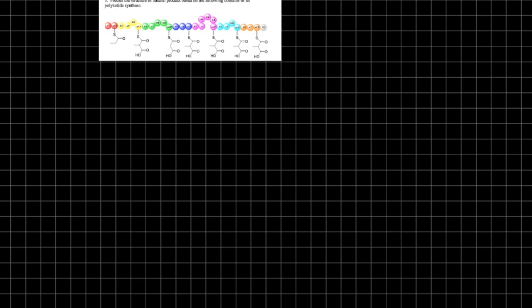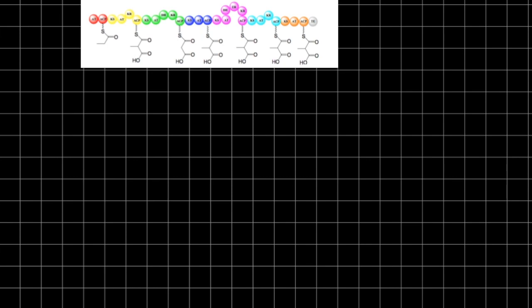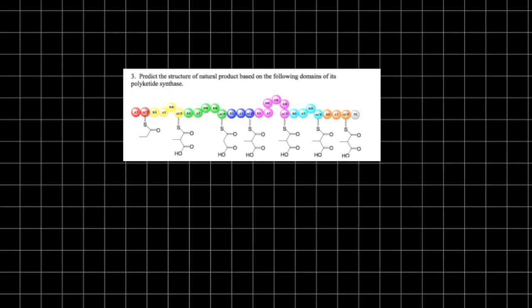Alright, so we're going to do some PKS problems today. So the first thing that I want to show you is the problems that we're going to do, and then we're going to go over some of the ways to think about them. So this is number 3 from the practice homework, and you can see that it is asking us to predict the structure of natural product based on the following domains of this polyketide synthase. And so basically it lays out the different enzymatic domains you're going to have in this protein that will biosynthesize some kind of natural product, polyketide, at the end.